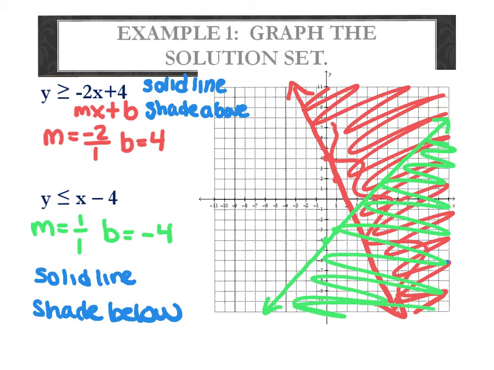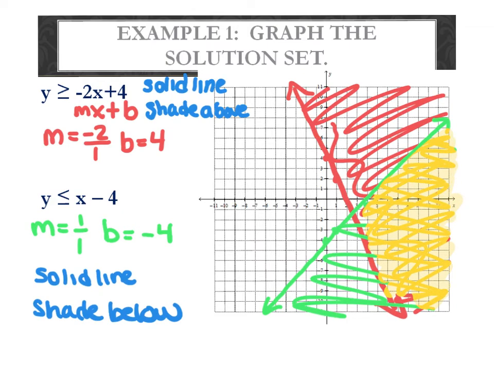Now this area that is both green and red is what we would call our solution set. And if you want to make that a darker color to emphasize that, you can do that. So I'm going to add in my yellow to emphasize that this is my solution set, or the overlap of the two.